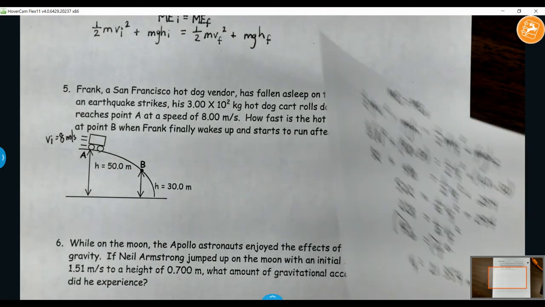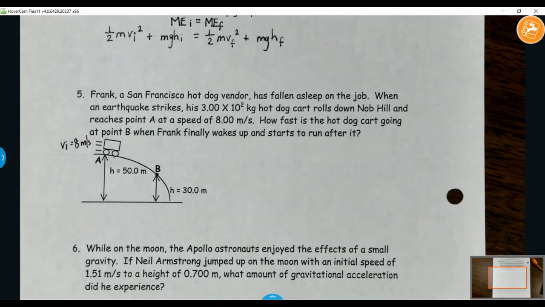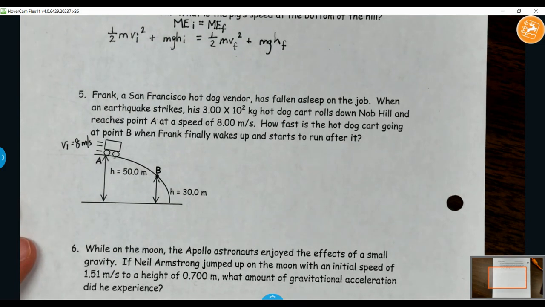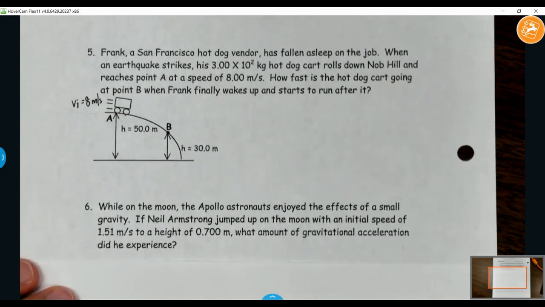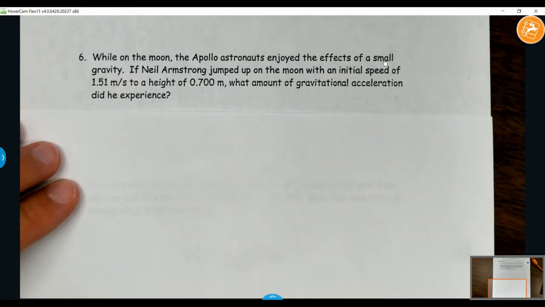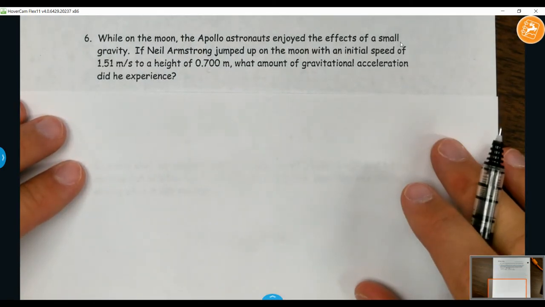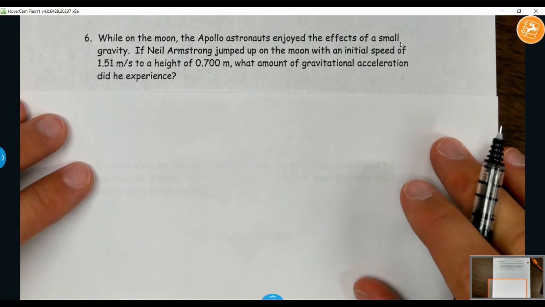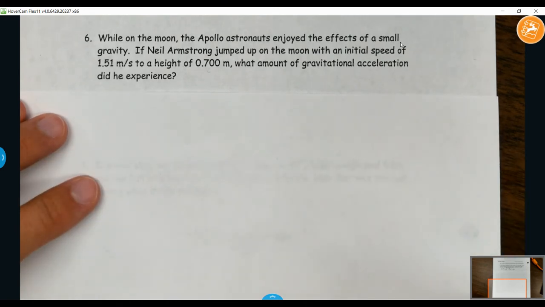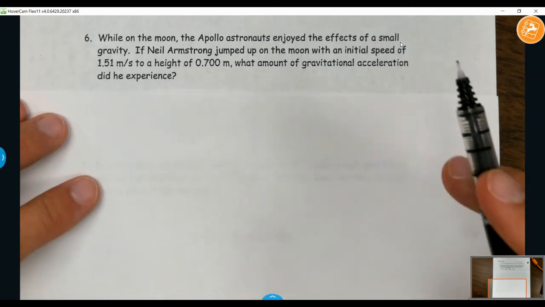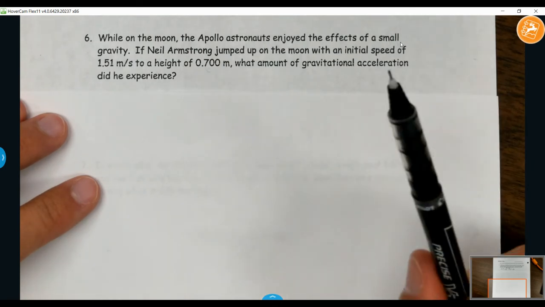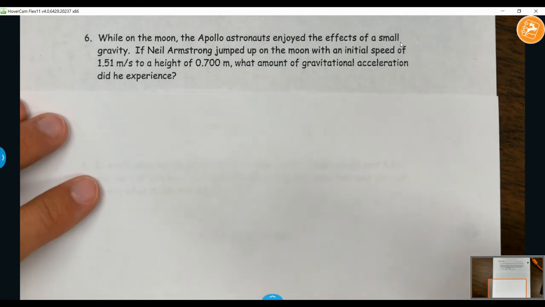All right, number six. So for number six, let's move this up so we can see it. All right, you've got an astronaut on the moon. He's enjoying small amounts of gravity. If he jumped on the moon with an initial speed of 1.51 meters per second up to a height of 0.7 meters, how much gravitational acceleration did he experience?